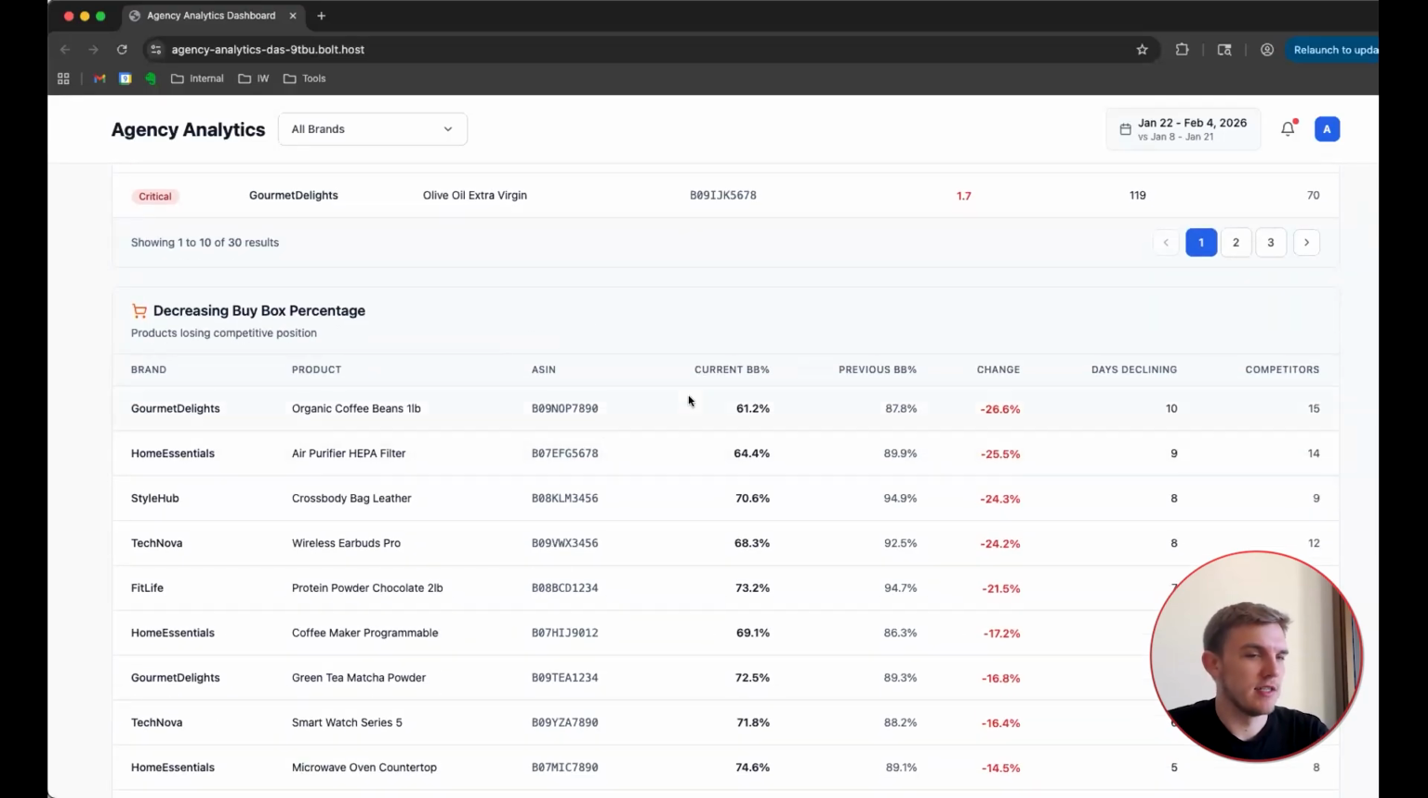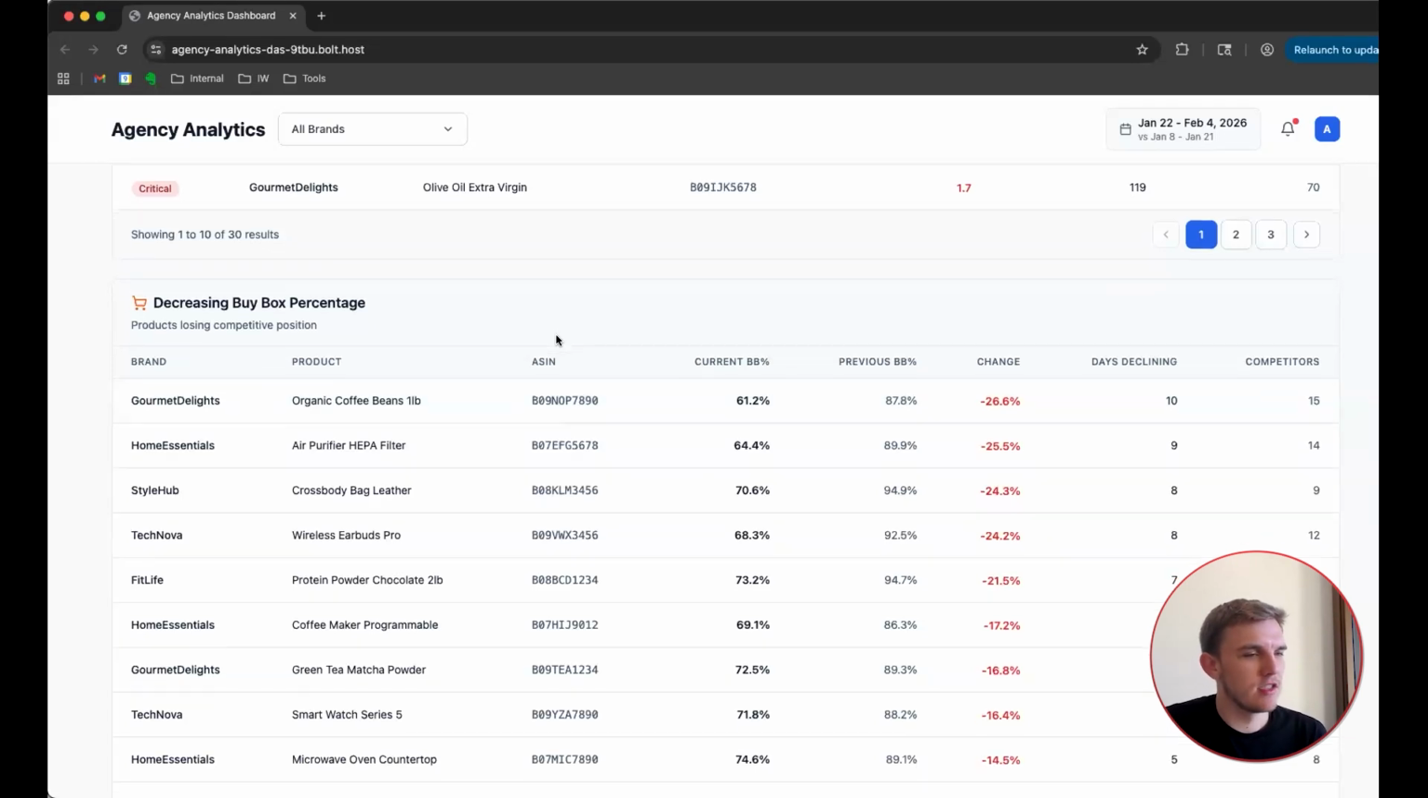Same thing for buy box percentage. I haven't lost the buy box yet, so I'm not going to get a critical alert, but maybe my buy box percentage has seen a big decrease, and that's something I need to start investigating as to why that's happening. And again, maybe make a change in my advertising strategy.